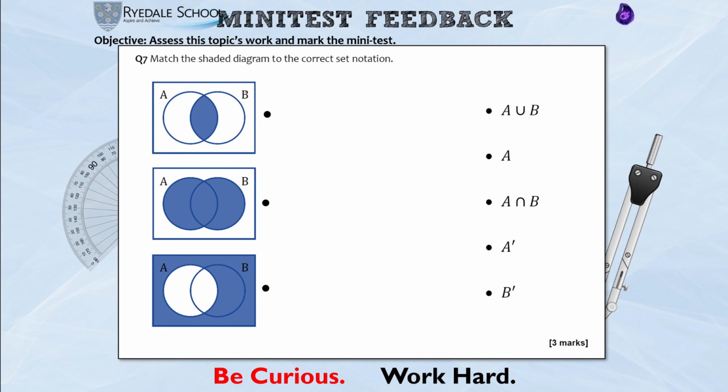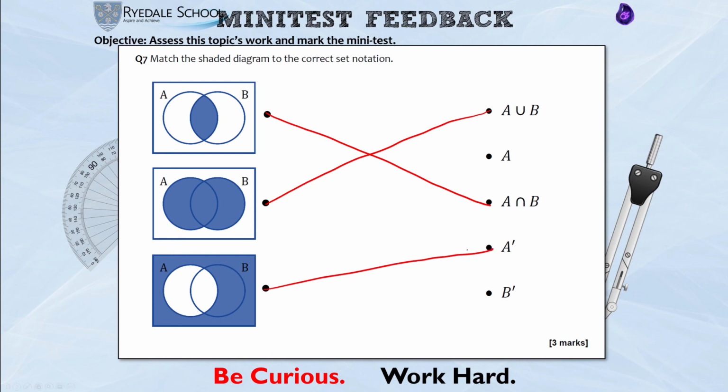So A, B with the intersection shaded in. Now remember, intersection is the one that looks like an N. So that joins to there. A and B all coloured in, it's the union. So that one should join to the top. And then this one shaded in is everything that is not in A. And that is the complement of A, which is A with a dash.